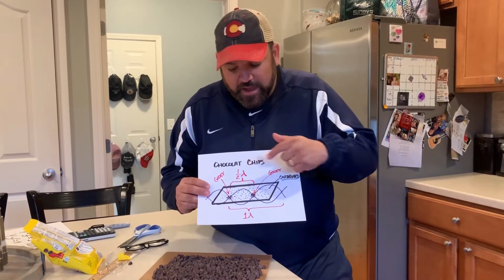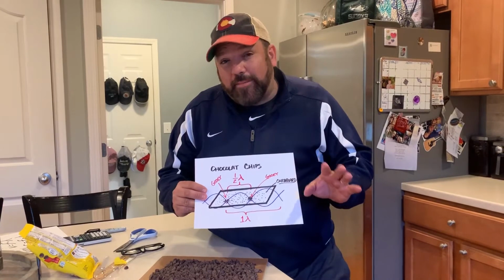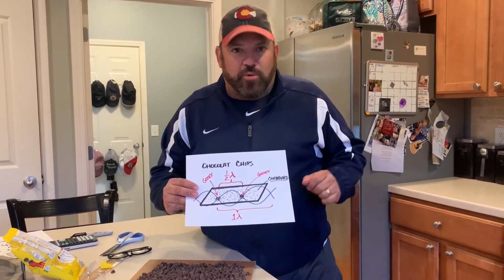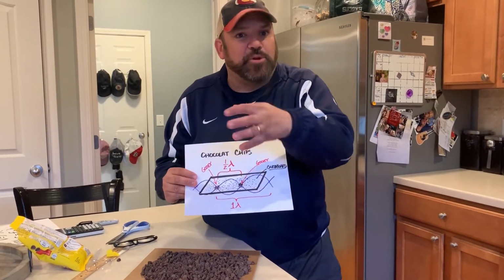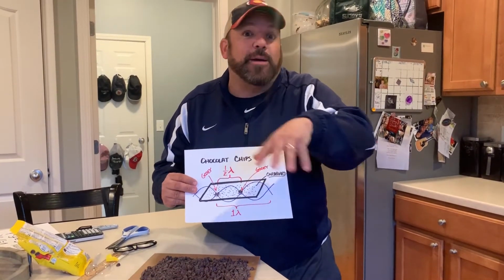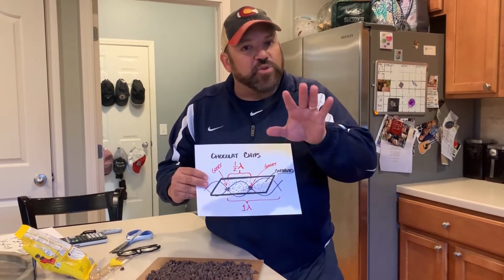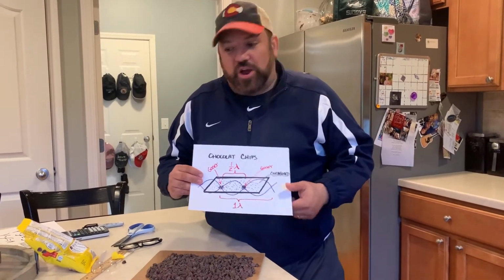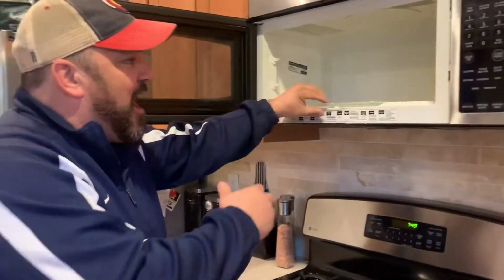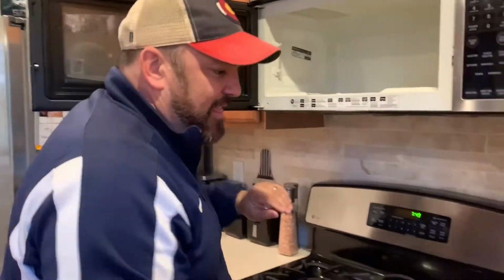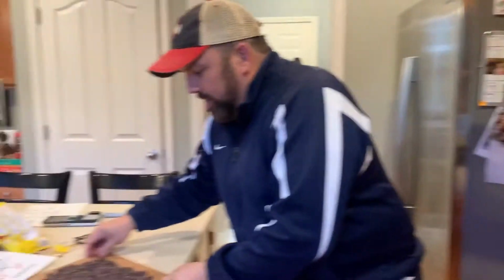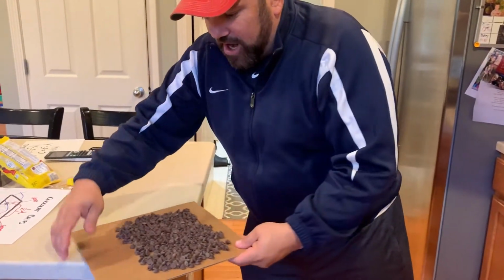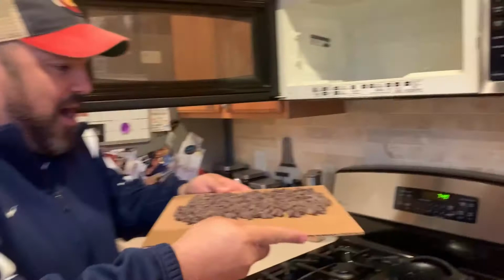Now, one problem with this is your microwave has a turntable. That's purposely put in there so that when you heat up food, it heats up evenly. So one of the things we've got to do before we put these chocolate chips in the microwave is take out our turntable. So we're going to take that out, and we're going to take this out. And now we're going to put our chocolate chips in the microwave.